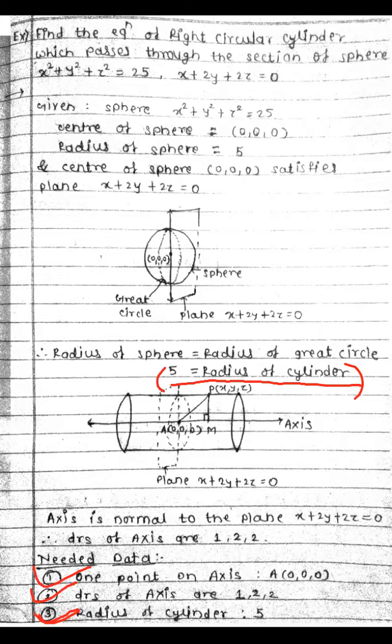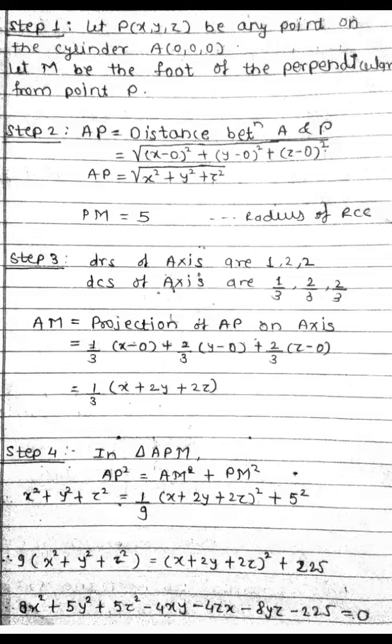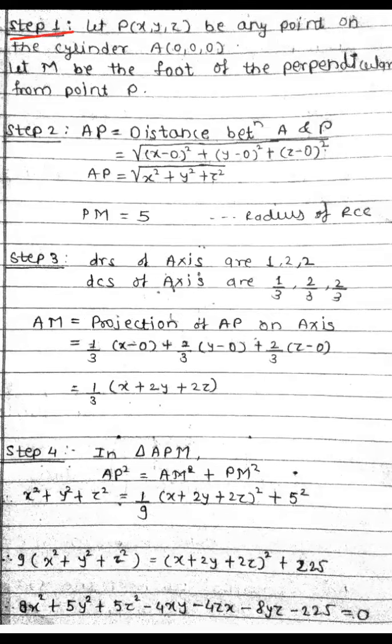So follow the procedure, and the procedure contains 4 steps. The first step is to define the point P. Let P be a point on the cylinder, A be a point on the axis, and M be the foot of the perpendicular from the point P.